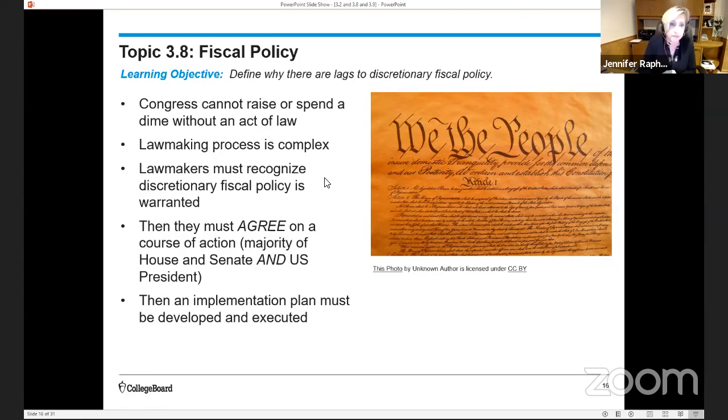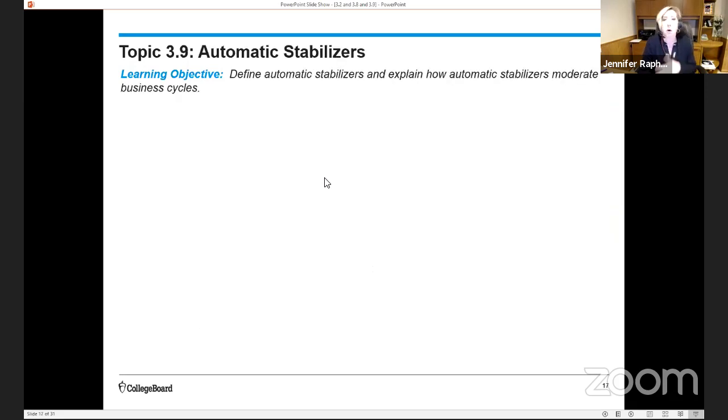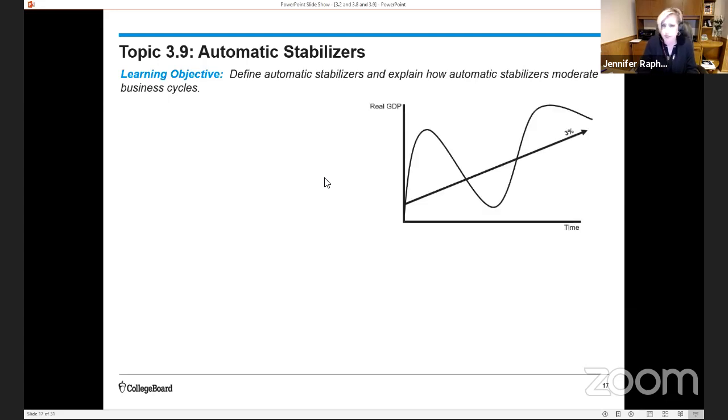Okay. All right. So now let's go to automatic stabilizers. It's important to understand that automatic stabilizers are triggered by the business cycle itself. And they go into effect as a result of changes in incomes and need that are a result of the business cycle. So I brought up our business cycle model so that we could conceptualize what we're looking at here.